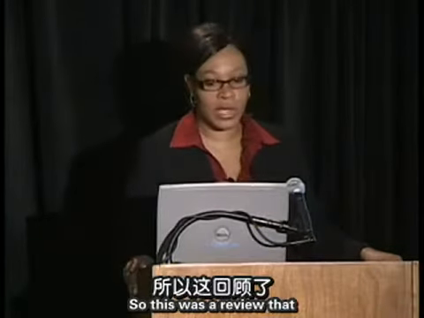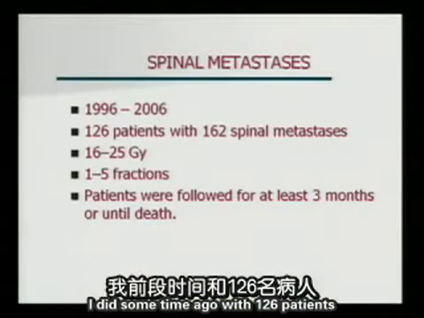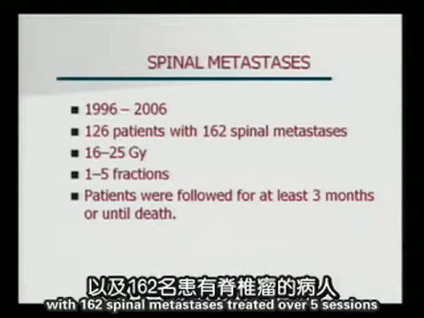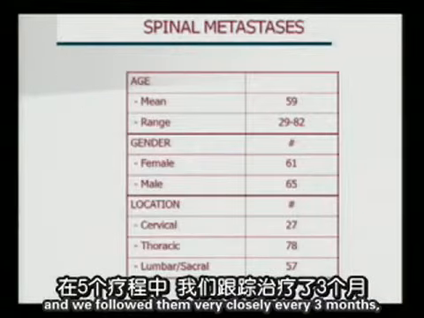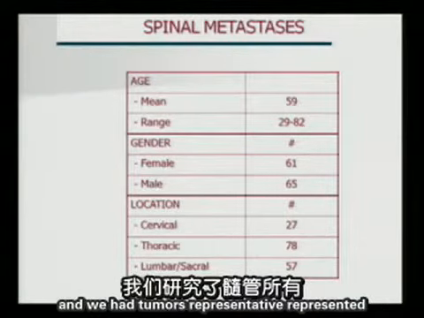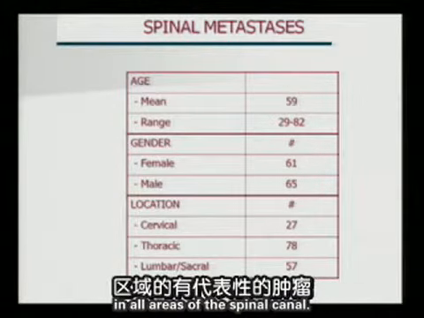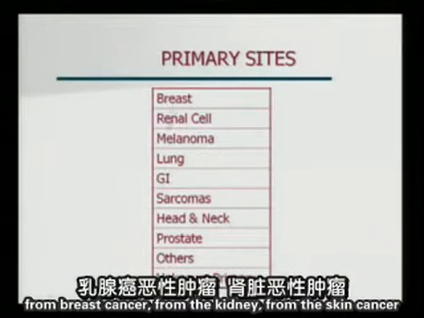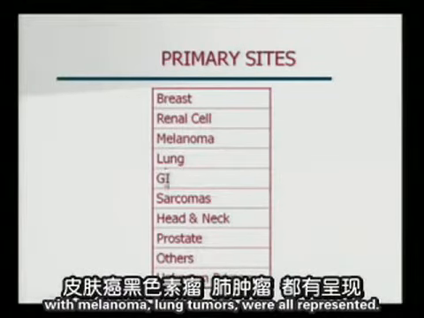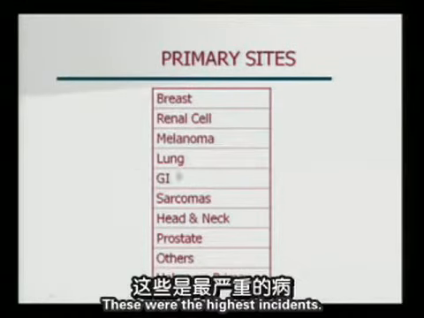So this was a review that I did some time ago with 126 patients with 162 spinal metastases, treated over 5 sessions, and we followed them very closely every 3 months. We had tumors represented in all areas of the spinal canal, and many of the common types of metastatic tumors, from breast cancer, from the kidney, from skin cancer with melanoma, and lung tumors, were all represented. These were the highest incidence.